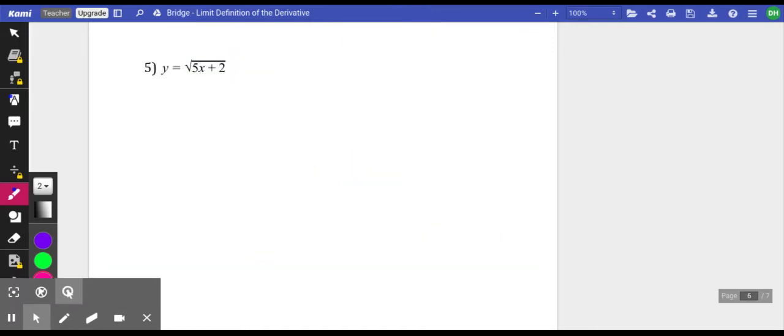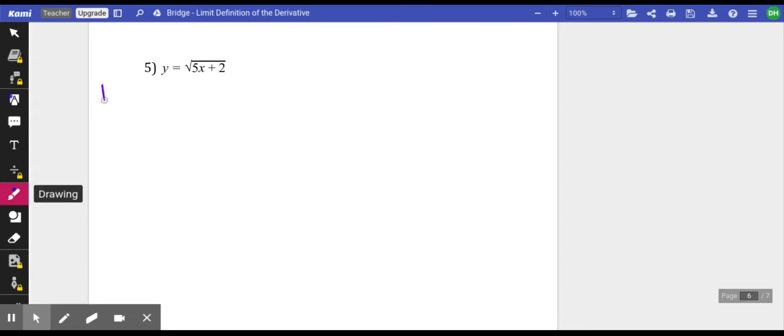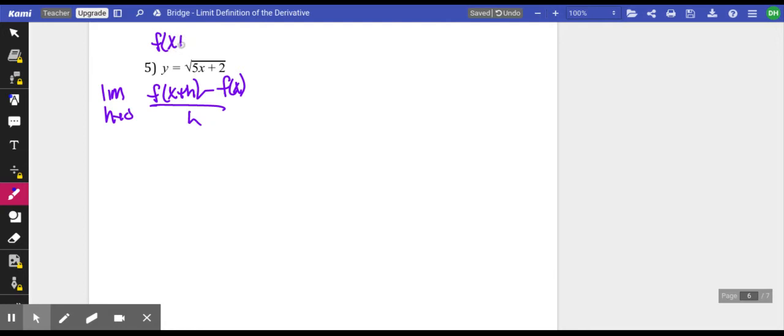So our last two examples get a little uglier. Number 5 here obviously deals with the square root, so we know everything's a little uglier with those roots in there. But we're going to attack it the same way. The limit as h approaches 0 of f of x plus h minus f of x all over h. Okay, so again, we're still going to find f of x plus h. So I need f of x plus h. So that's just the square root of 5 times x plus h plus 2. And I'll substitute that into my f of x plus h spot. So I have the limit as h approaches 0.